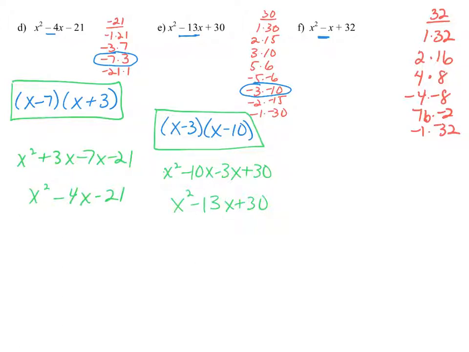But when you add those factors together, 1 plus 32 is 33, 2 plus 16 is 18, 4 plus 8 is 12. It doesn't look like any of these is going to give you that middle term of negative 1. So in this case, we can say that this trinomial is prime, meaning that it cannot be factored.